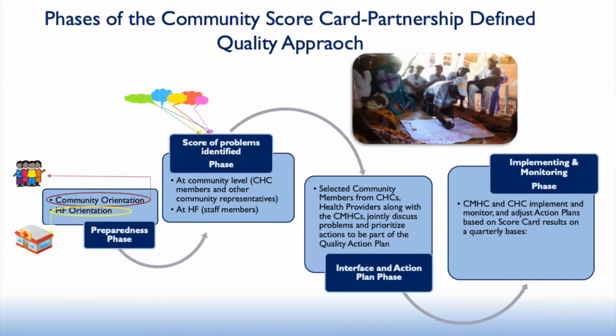So the first phase was actually getting communities and health facilities oriented to the partnership-defined quality approach and to what the scorecard process was going to look like. And the second phase, problems and health service quality was identified at the community level as well as the health facility level by health providers. In the third phase, the health providers and community members came together and prioritized what the health quality improvements priorities would be, and jointly with the community, the co-management and humanization committees developed an action plan.